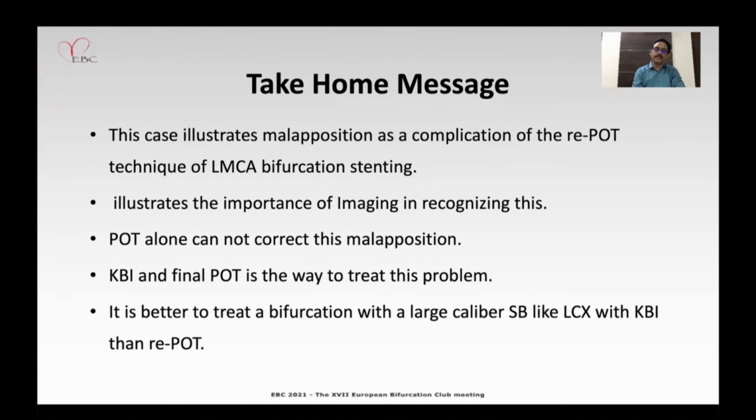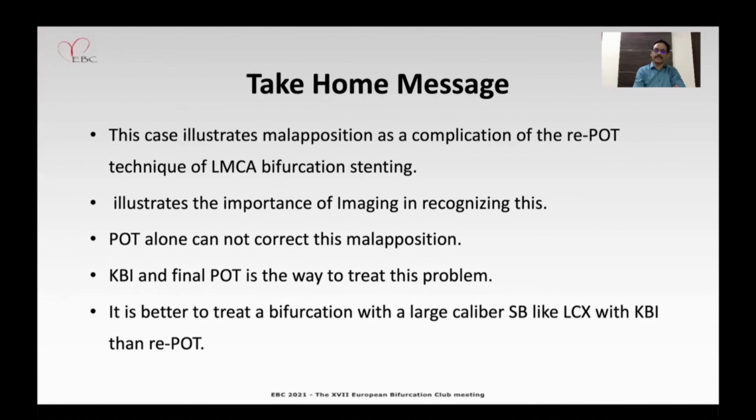Had we not done imaging at every step in this case, we would have missed this malapposition following the side branch dilatation. And it is better not to treat a huge vessel like left main in a provisional strategy with a reverse POT technique, because the side branch will be very large, like LCX, which will require a 3 or 3.5 size balloon for dilatation. That will definitely malappose the stent from the opposite side of the vessel wall, which is LM to LAD.